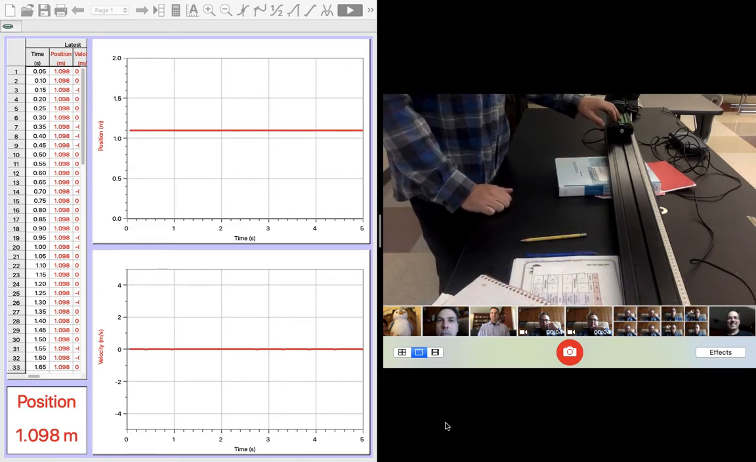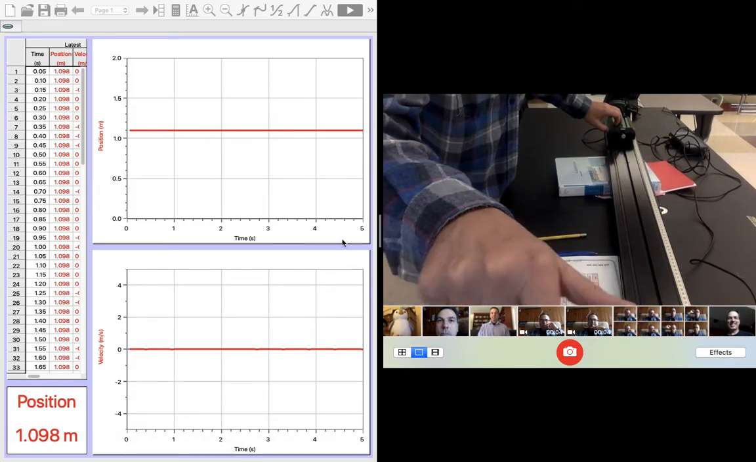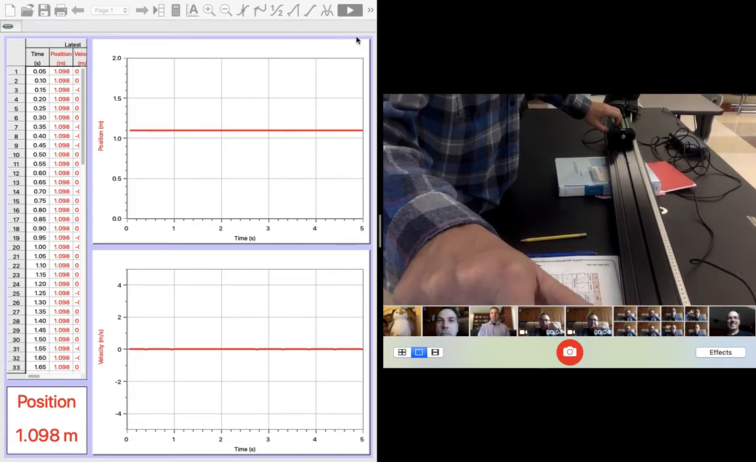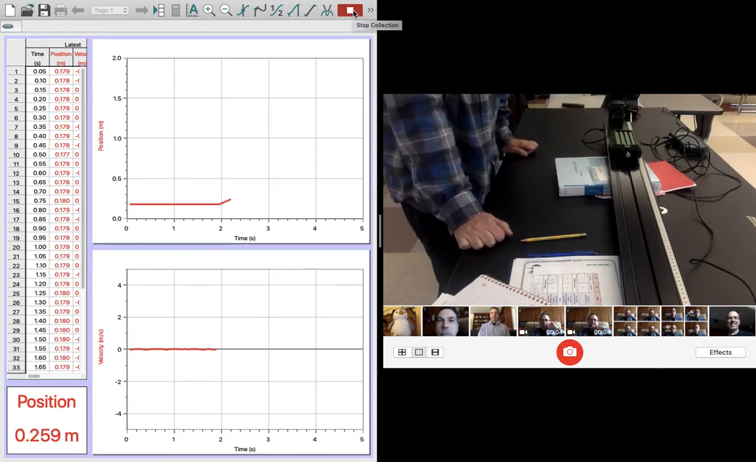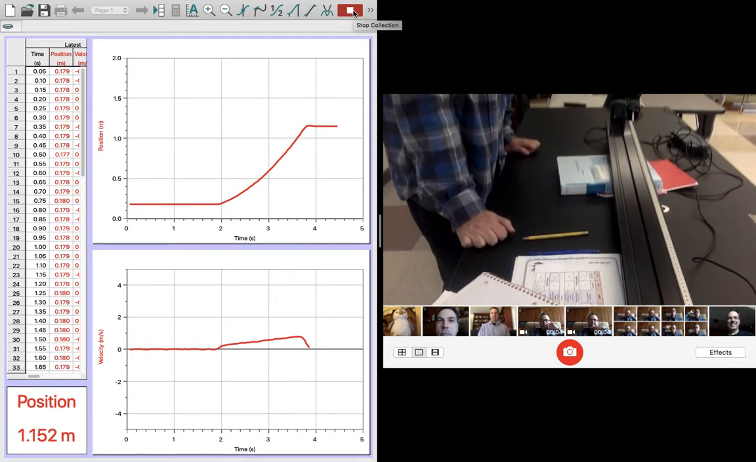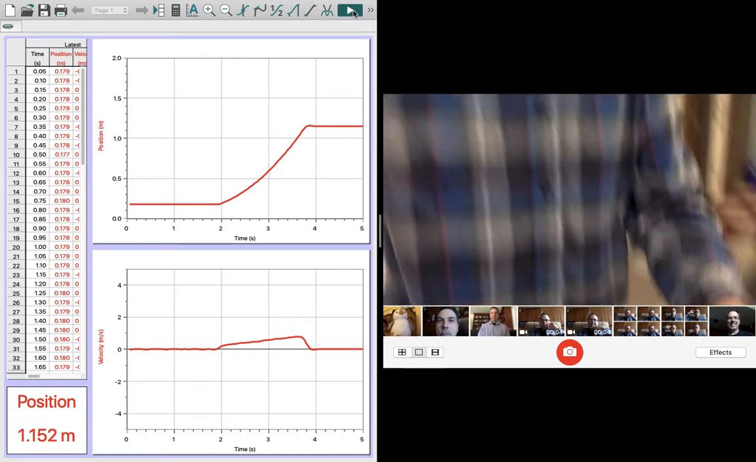So I've got Logger Pro up here on the other half of the screen, so I'm going to record some data from the motion detector. See what we get here. Okay. All right, so let me look at this graph with you here.